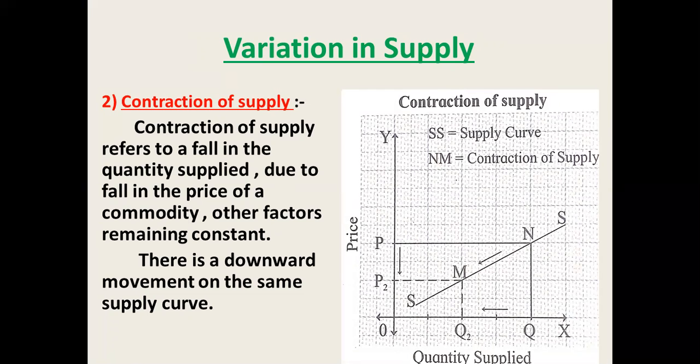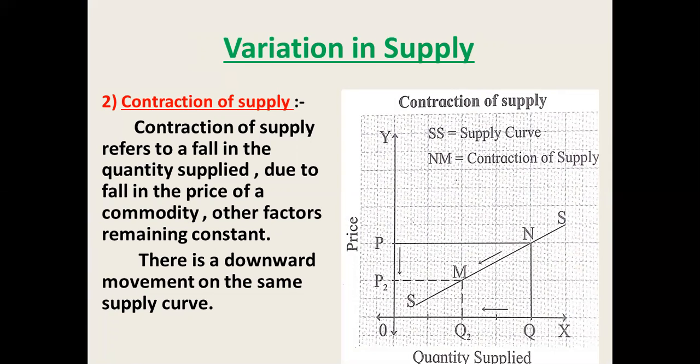This part is also confusing. Every time this point will confuse you, but don't be confused. One of the most important things is that the contraction of supply refers to a fall in the quantity supplied due to a fall in the price of a commodity, and we assume the other factors remain constant. I repeat again, the other factors means what? The prices of inputs, taxes, and technology. If there is a technology upgradation, then the price will change. That's why we assume them constant.